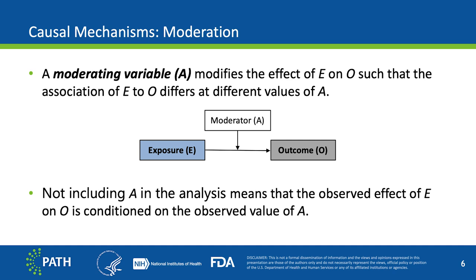Here we have our first complex causal mechanism, moderation. A moderating factor or variable, A, is basically a variable that modifies the effect of the exposure on the outcome. In other words, for different values of A, the moderator, the relationship between E, the exposure, and O, the outcome, changes. If you don't account for that and just look at the relationship between exposure and outcome, you will still most likely see an effect, but the effect E has on O is conditioned on the observed value of A.